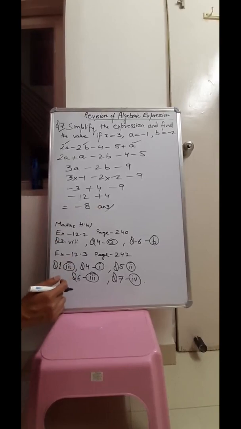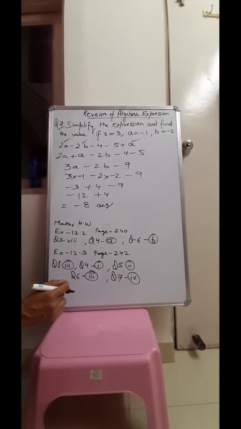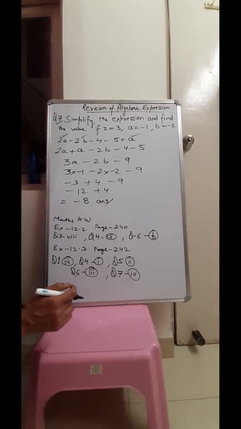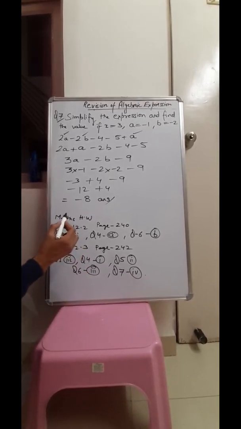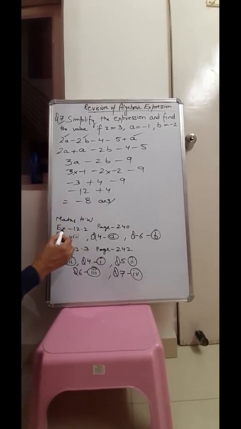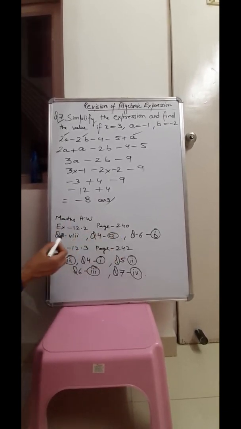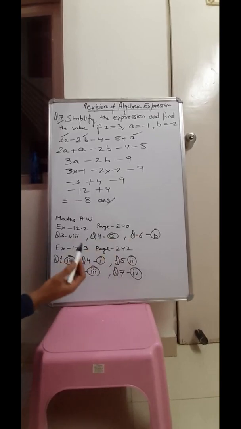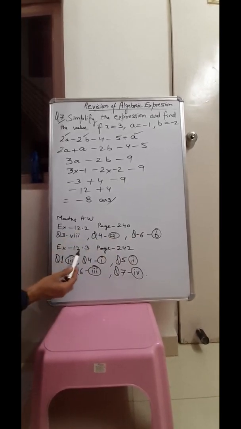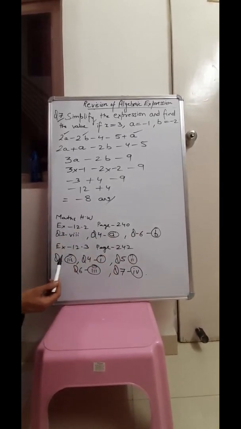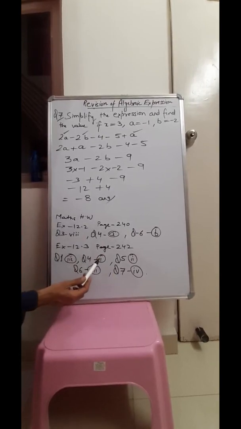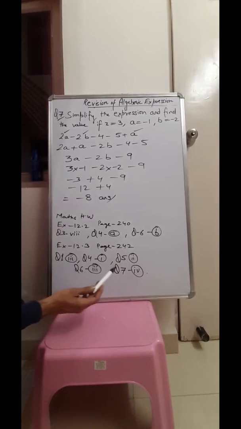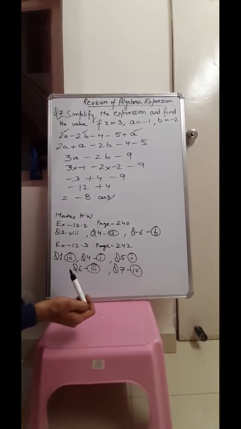So students, now the chapter of algebraic expressions is finished. Now I am going to give you the homework of exercise 12.2, page 240, question 3, question 4 and question 5. And next, exercise 12.3, page 242, question number 1, third part, question number 4, first part, question number 5, second part, question number 6, third part, and question number 7, fourth part.